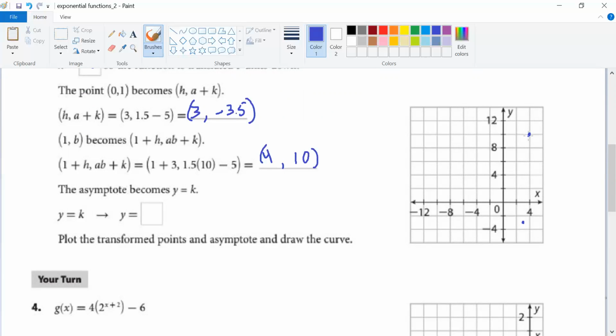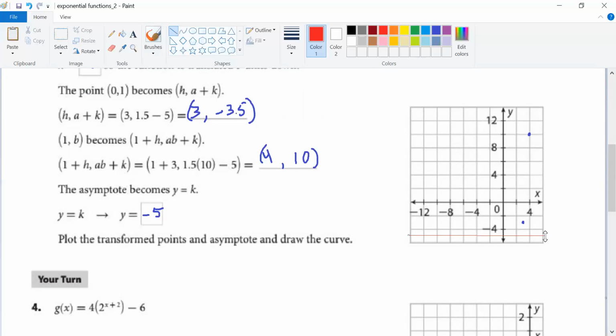The asymptote becomes y equals k. Our asymptote was y equals negative 5, because that was our vertical shift. So negative 5 is actually, this is negative 6, so I'm going to try my best to make this look nice. Oh, you know what? Let me use a line function. And let's use the thinnest one possible. I'll go with red. Let's see if I can do this. Oh, not too bad.